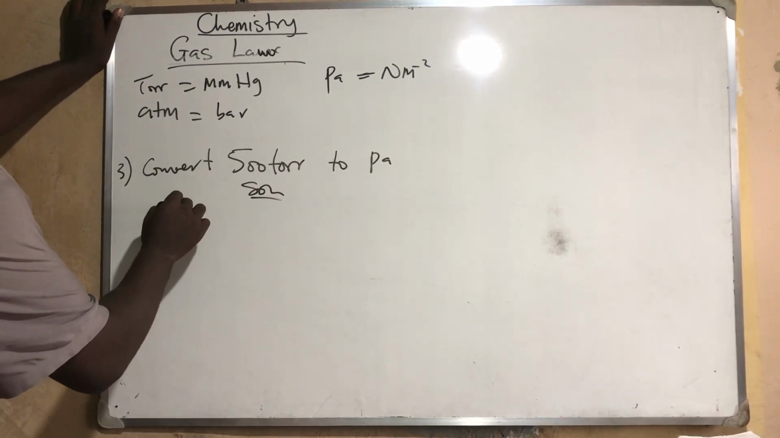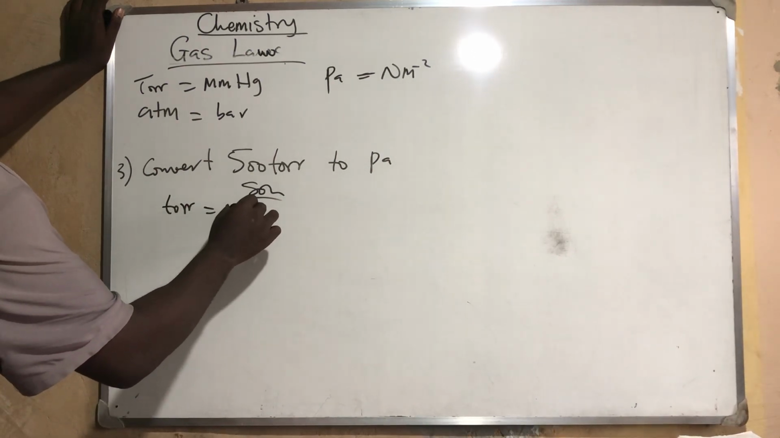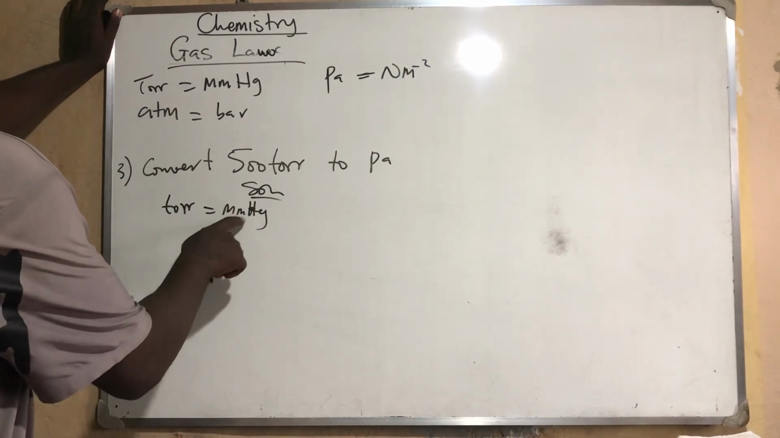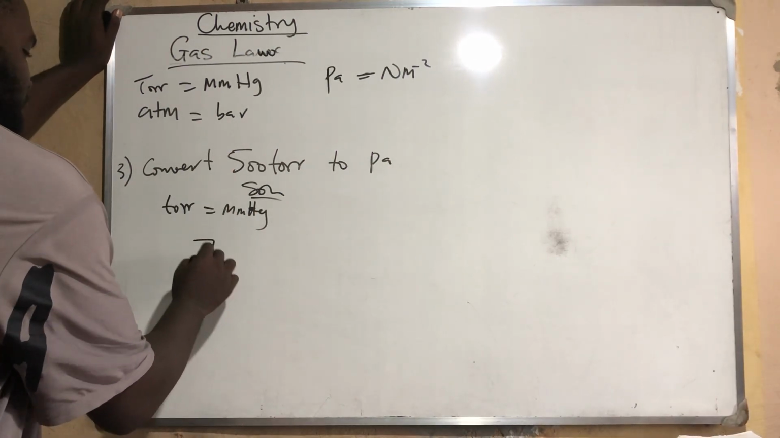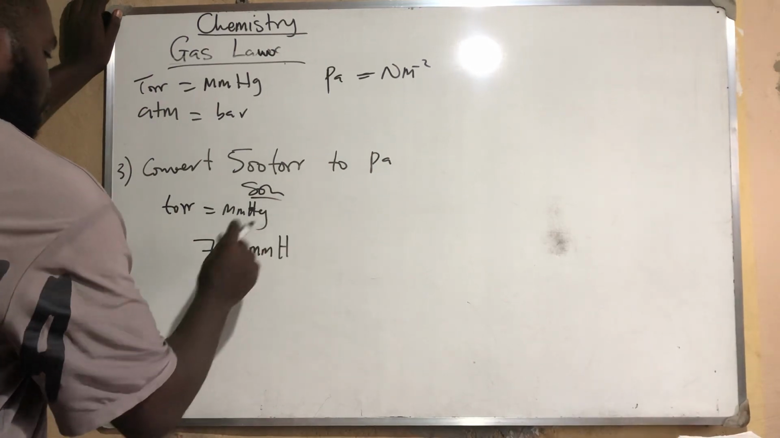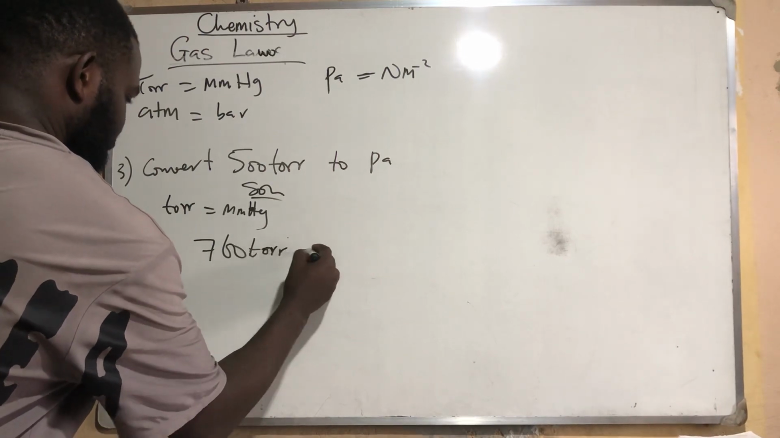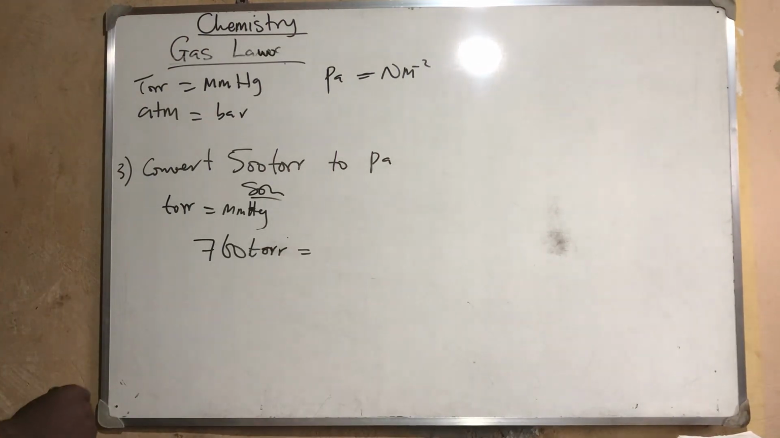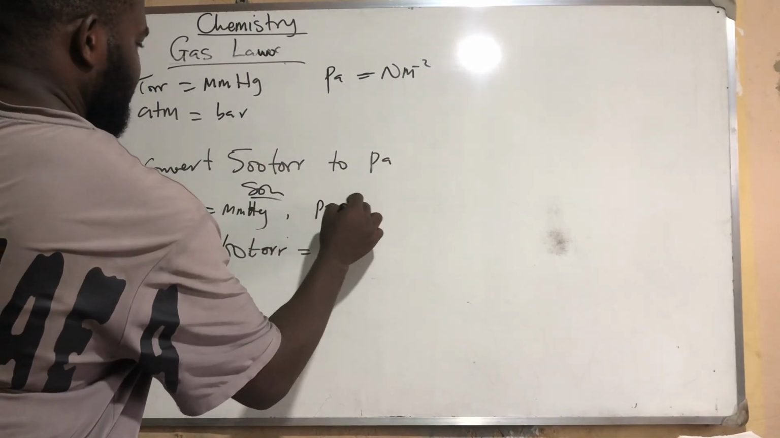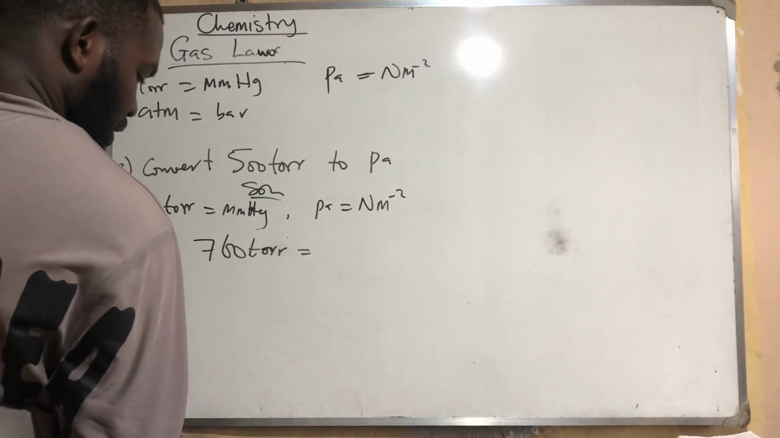So you should know that Torr is the same thing as millimeter mercury, Hg. I told you that anytime you hear millimeter mercury, 760 should come to your mind. So 760 Torr, let me use Torr since that is what they used, is equal to what? Anytime you hear Newton per meter square, which is Pascal, tell them that Pascal is the same thing as Newton per meter square.